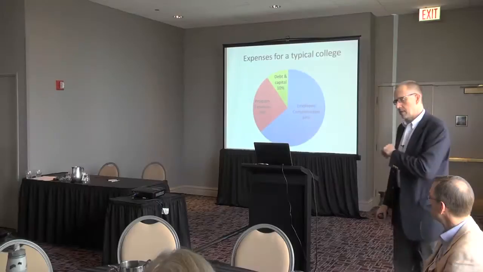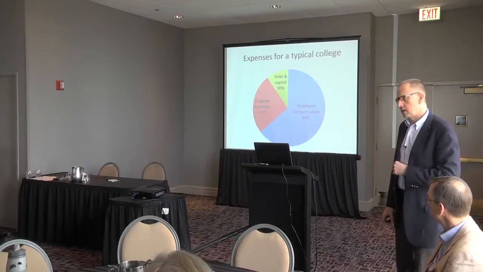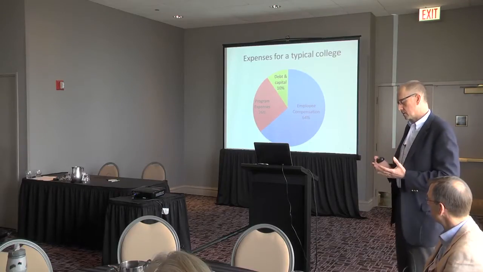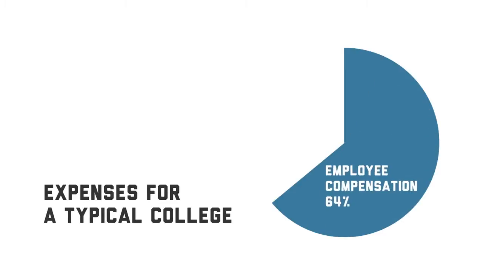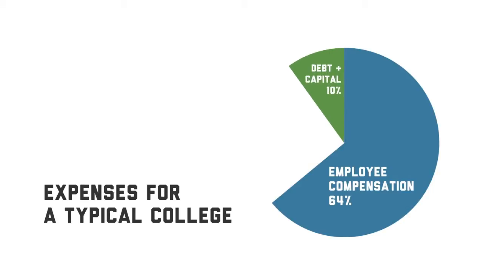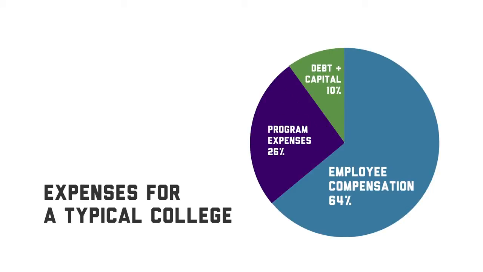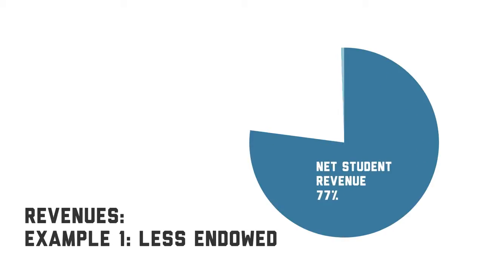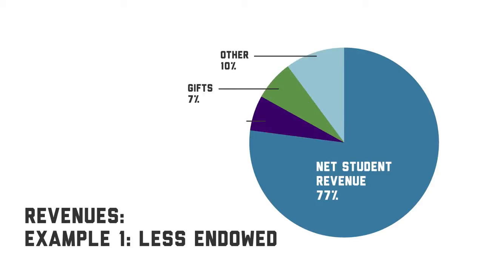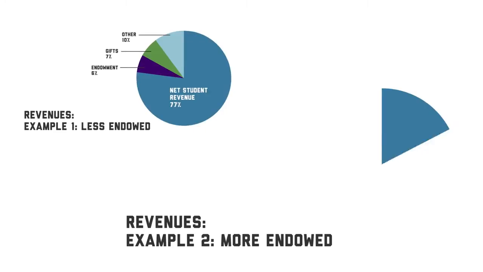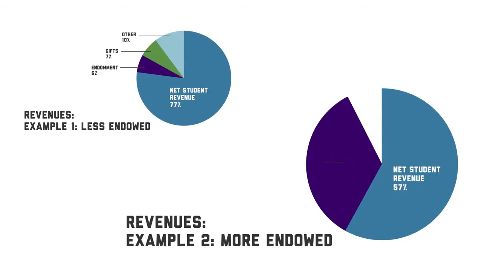So what I've got here is a pie chart, not for any specific institution. It's a sort of example. Most schools, the basic division of proportion of expenses is pretty similar, regardless of how wealthy they are. On the revenue side, that's where there's a bigger difference because of the impact of endowment. So example one is from a rather less well-endowed school. By contrast, here's a sort of pie chart for a more well-endowed institution.